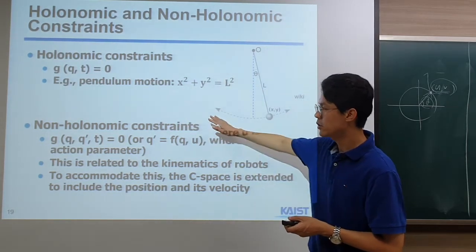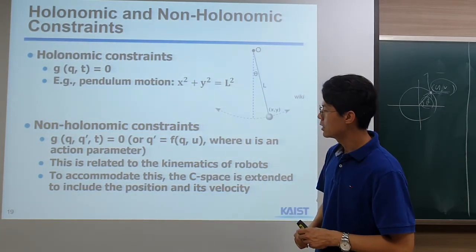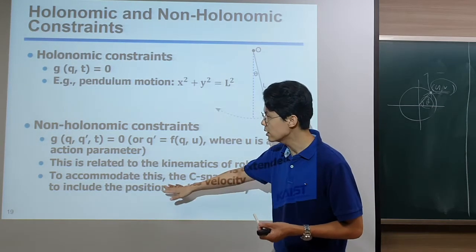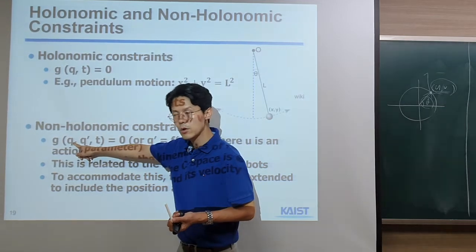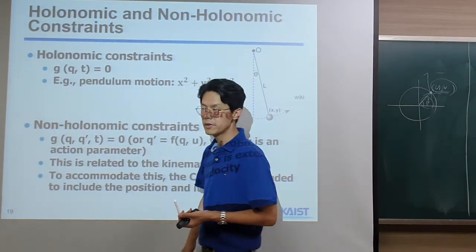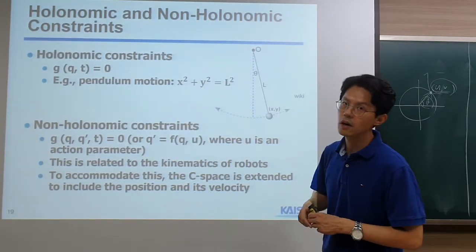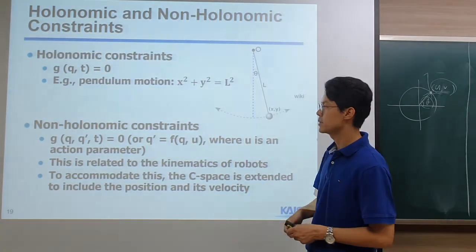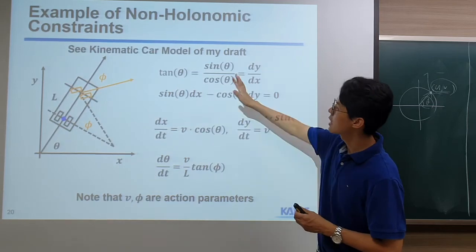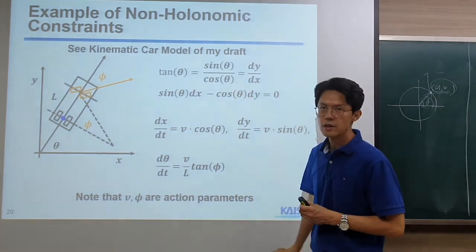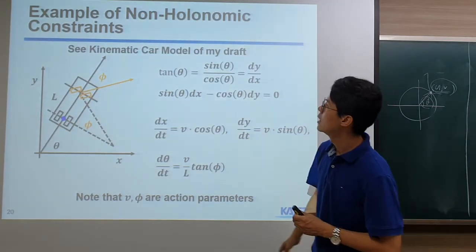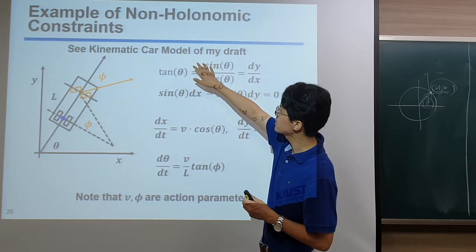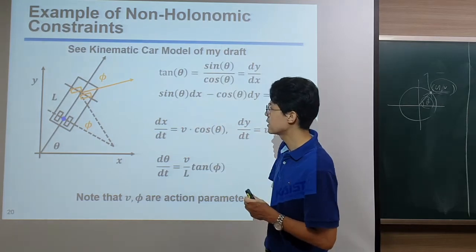To handle this non-holonomic case, we extend our C space to include the position q, or the orientation, and also q delta, the first derivative. In other words, the velocity of the orientation, or the velocity of your heading. This is one of the examples. I'm not going to talk about all the motion equations here since it's tedious. If you're interested, I recommend you look at my book, the kinematic car model, where you can see the detailed derivation.